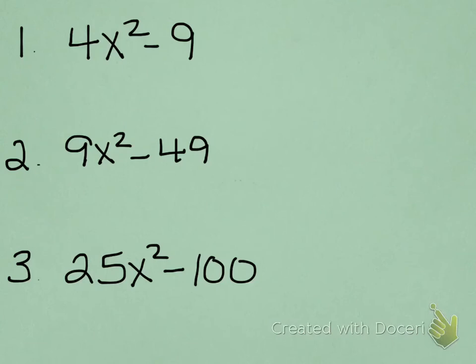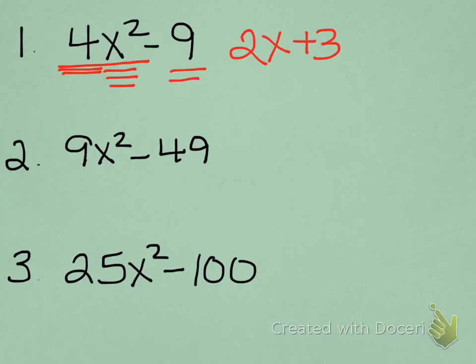Okay, so this is the same process. You're going to take the square root of your first term, but we have this 4 in the way. Well, what is the square root of 4? Well, it's 2. And then what's the square root of x squared? It's x. So that's my first term. Then you have 9. So you have plus 3, because the square root of 9 is 3. And then you have 2x minus 3.